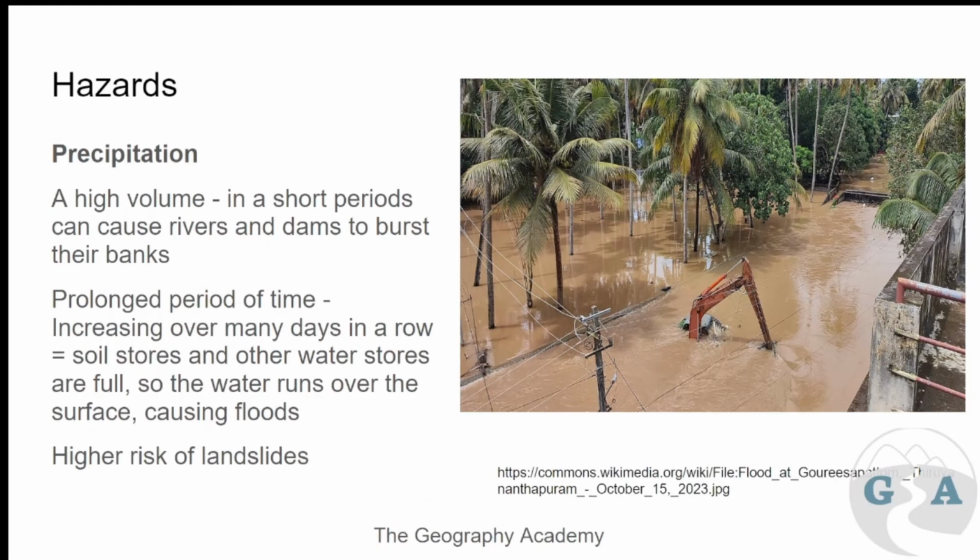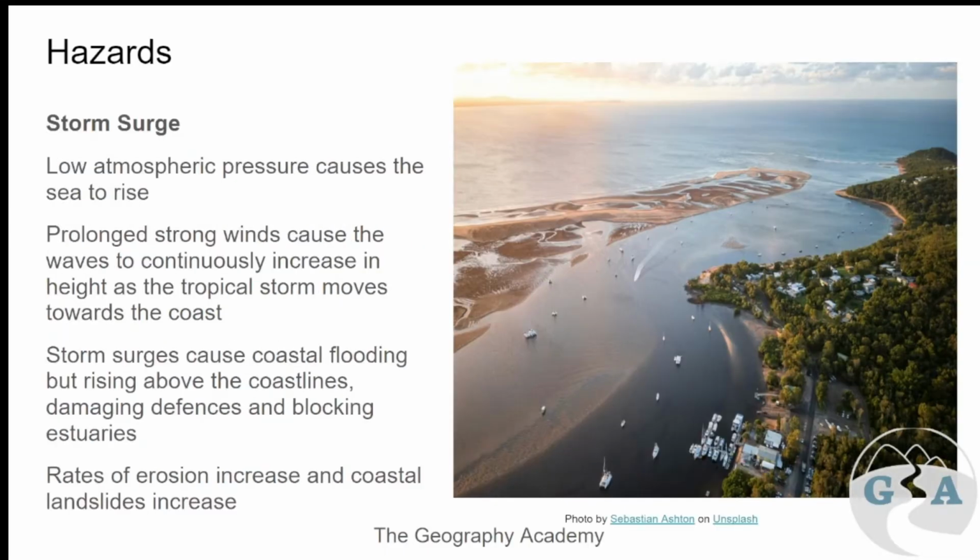Now, all of this moisture as well is going to be very dangerous and lead to potentially more landslides, because the water gets into the slope and it decreases that slope stability. So it's quite well recorded for a lot of landslides to occur during tropical storms.